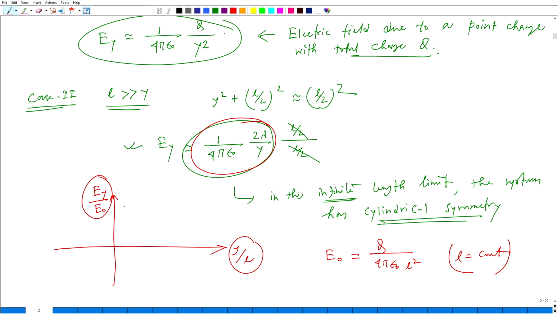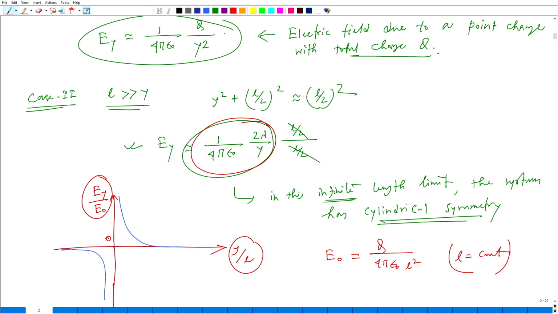So, the plot looks like this. Sorry, it is not negative. So, it looks like this. Similarly, because of symmetry, it is symmetrical around the origin. This one is the origin, and it is symmetrical around the origin.